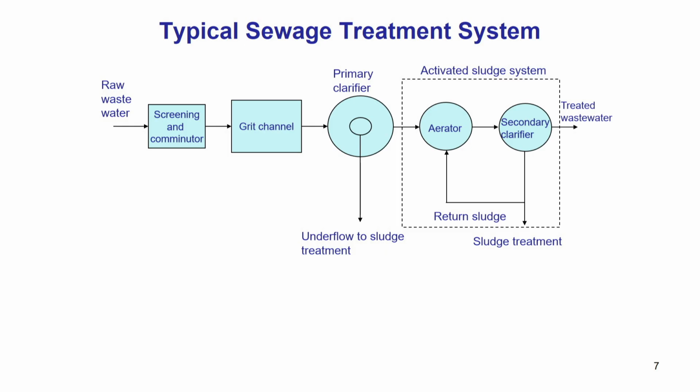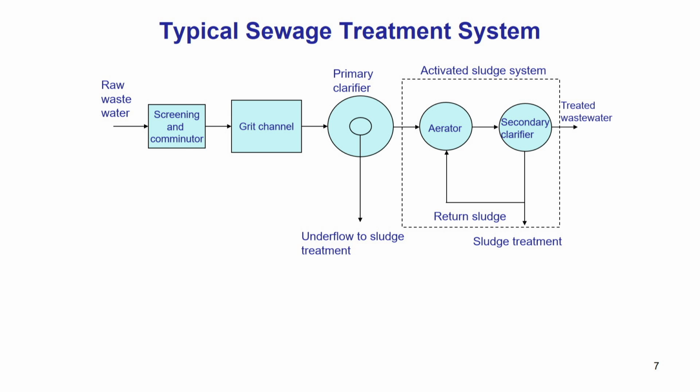Then this is the secondary treatment. You can see the boundary there. This boundary is one of the most commonly used biological processes, called the activated sludge system, which comprises two units. One is the aerator, where aeration is done. The wastewater or overflow from the primary clarifier is also termed primary effluent, which goes to the aeration system where it is aerated, and from here it goes to the secondary clarifier or secondary sedimentation tank.